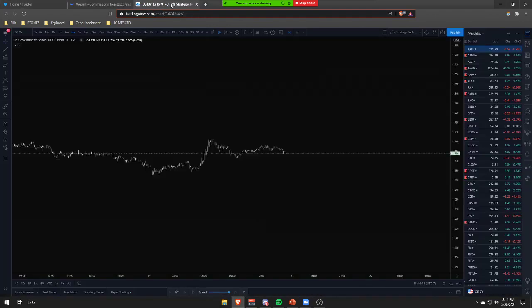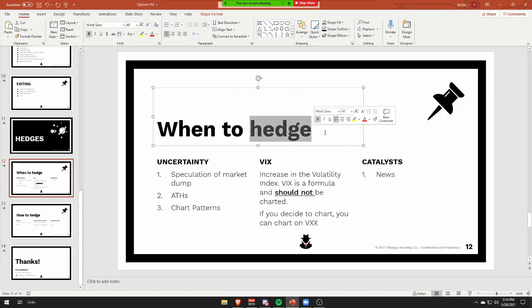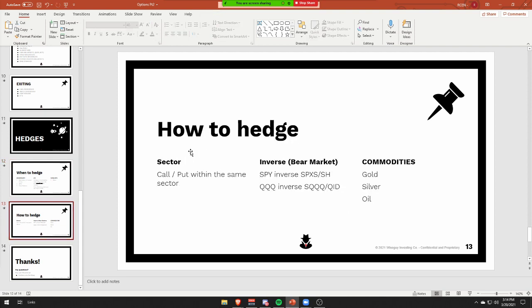All right, those are all signs of catalysts and when you should start hedging or looking to hedge, right? So now we're going to cover how to hedge. You can hedge in a sector. If your ticker falls under the Qs, you can hedge with another ticker that follows the NASDAQ, or you can play the inverse of it and play puts on that. That's one way to do it.